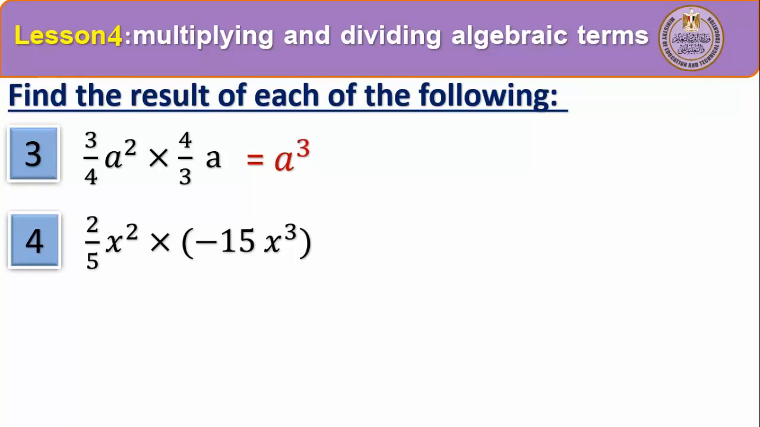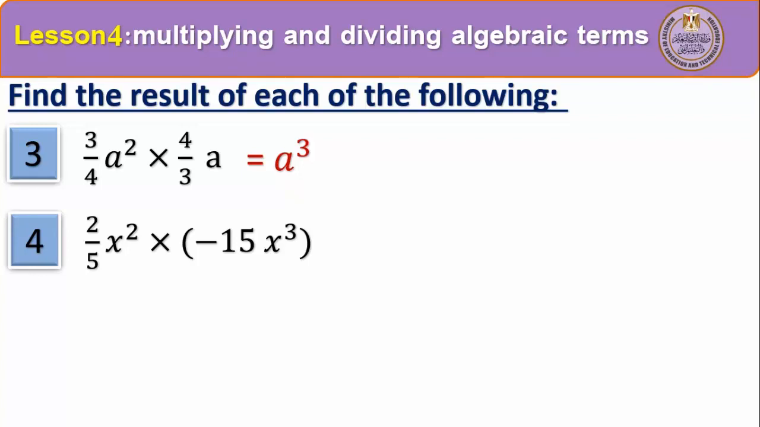Now, if we want to multiply 2 over 5 x power 2 by negative 15 x power 3, we must multiply our coefficients first. 2 over 5 times negative 15, pay attention to the signs rule. Positive times negative equals negative. And we can reduce the numerators by the denominators as we studied before in the lesson of multiplying rational numbers, by dividing both 15 and 5 by 5. 15 divided by 5 equals 3, 5 divided by 5 equals 1. So 2 times 3 equals 6 and 1 times 1 equals 1.